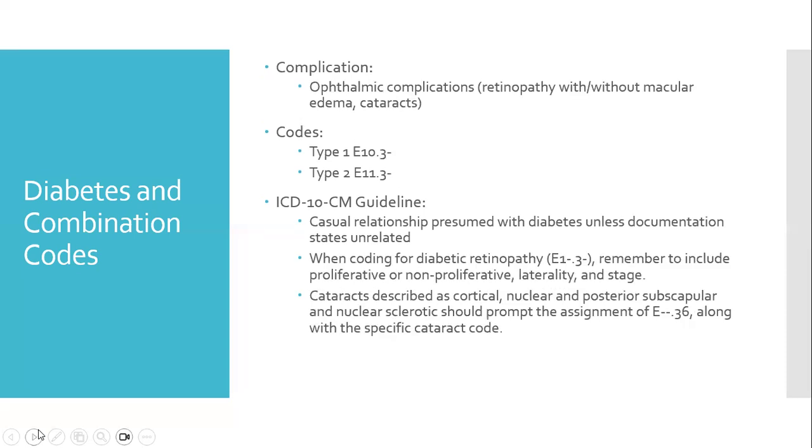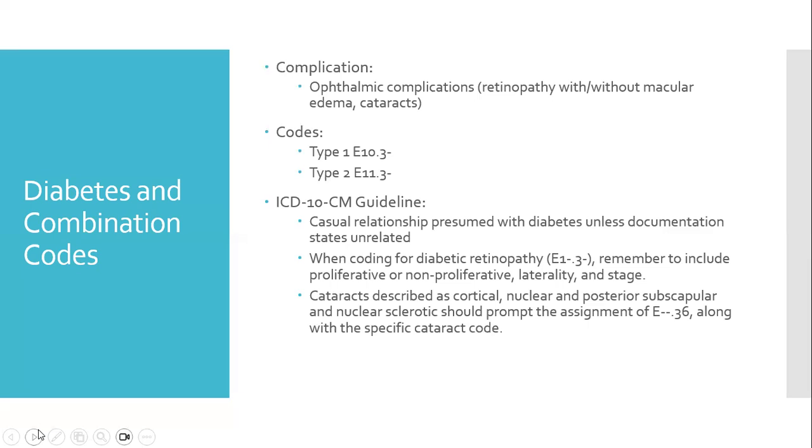So another common combination code that we see is the ophthalmic conditions or complications. So that might be retinopathy, that could be with or without macular edema. This could be with cataracts or some other complications that are affected in the eye. So again, just like we discussed with chronic kidney disease with diabetes, you have your type 1 and your type 2. And then in this case, your subcategory is your .3, followed by your last digit based on what the complication is.